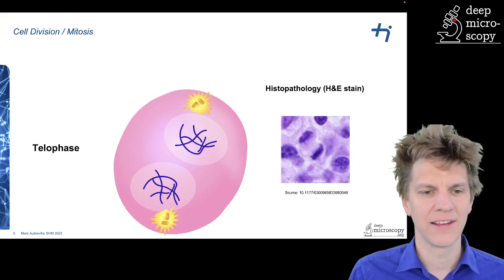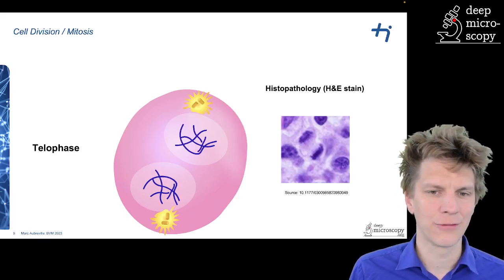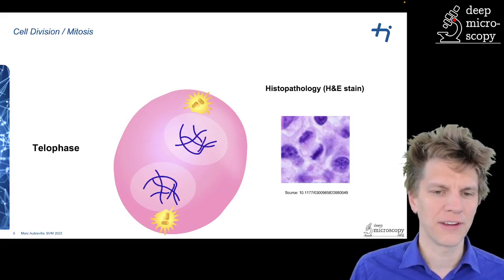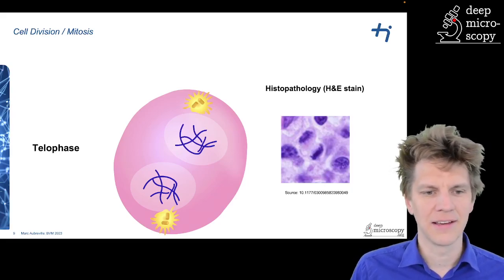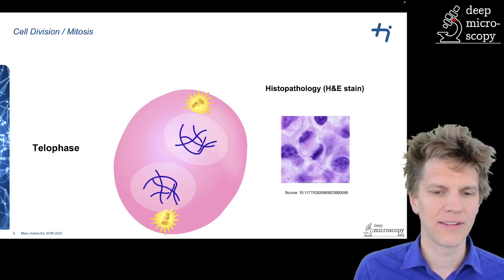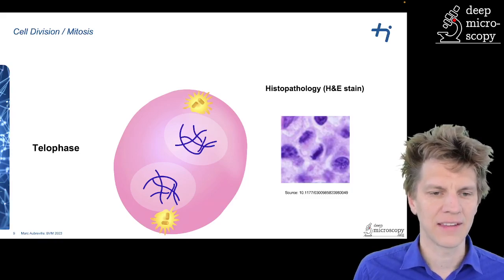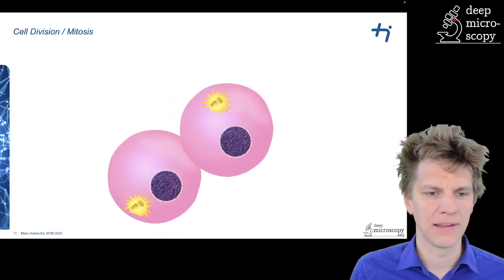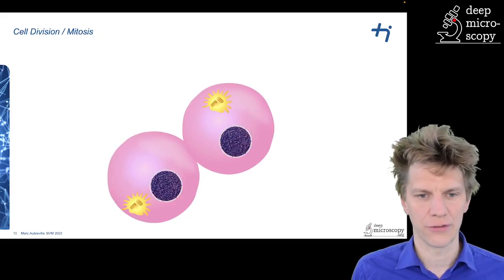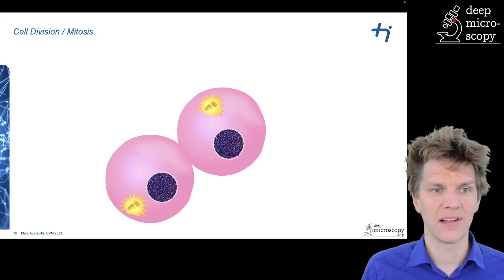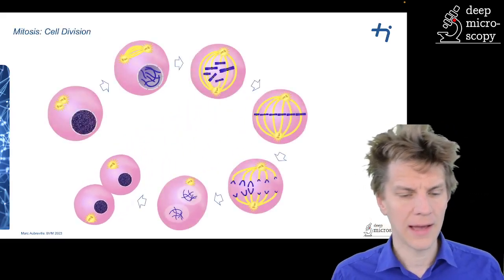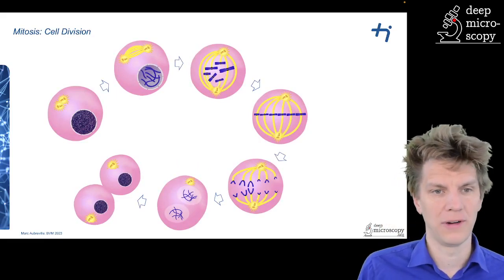This is then called the telophase, and it's actually the first phase where we have clearly two parts that are condensing again into what will then, in the next step, be two cells. So that's the mitosis, that's the cell division process, and that's how it should work normally.